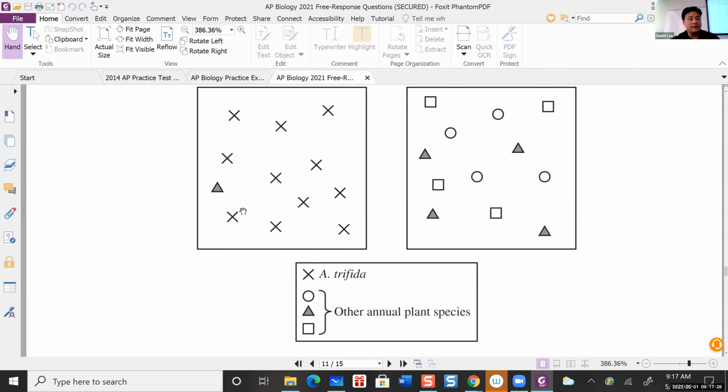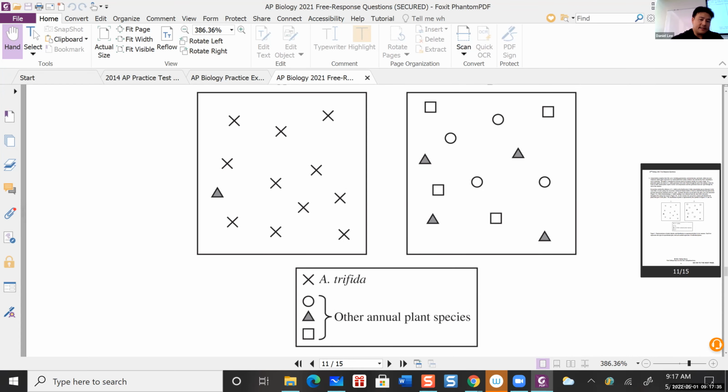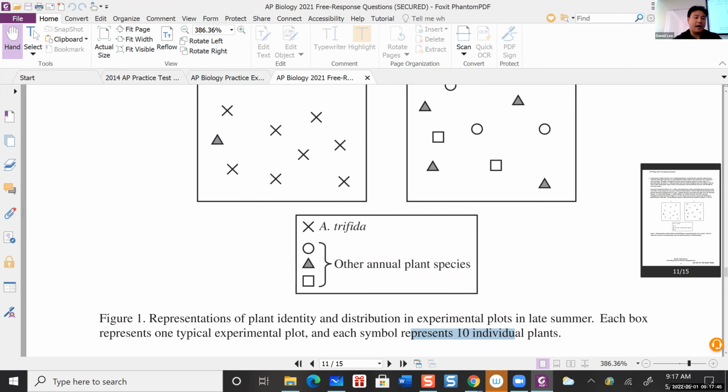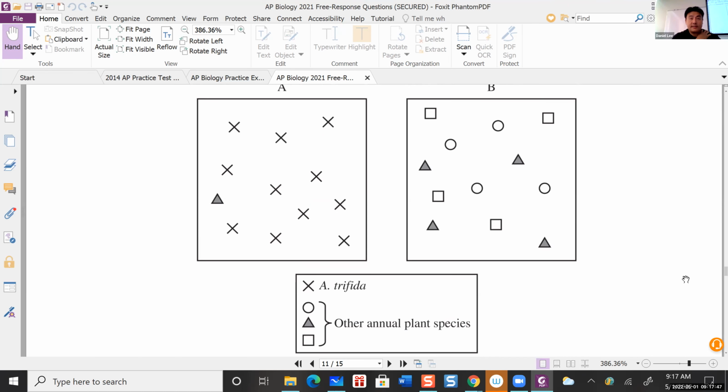1, 2, 3, 4, 5, 6, 7, 8, 9, 10, 11, 12. I see 12 of them, so that's 120 plants. So that would be the sample size, 120 plants, okay? That gives you the credibility of the sample. You have to use enough sample size to make a good generalization, yeah? So you have 120 in each plot. If you have 1,200, that's a better experiment. That's how you would improve the experiment, right?